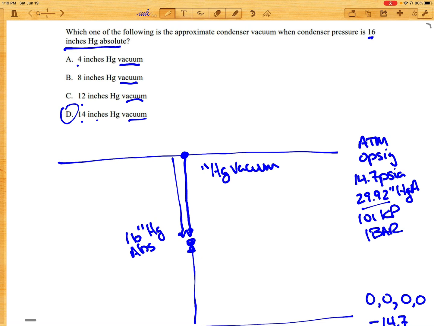So I'm looking again. 16 inches of mercury absolute. That means going up on the scale. I can see that right there. And which of the following is the approximate condenser vacuum when the condenser pressure is 16 or 14? Final answer. Delta.